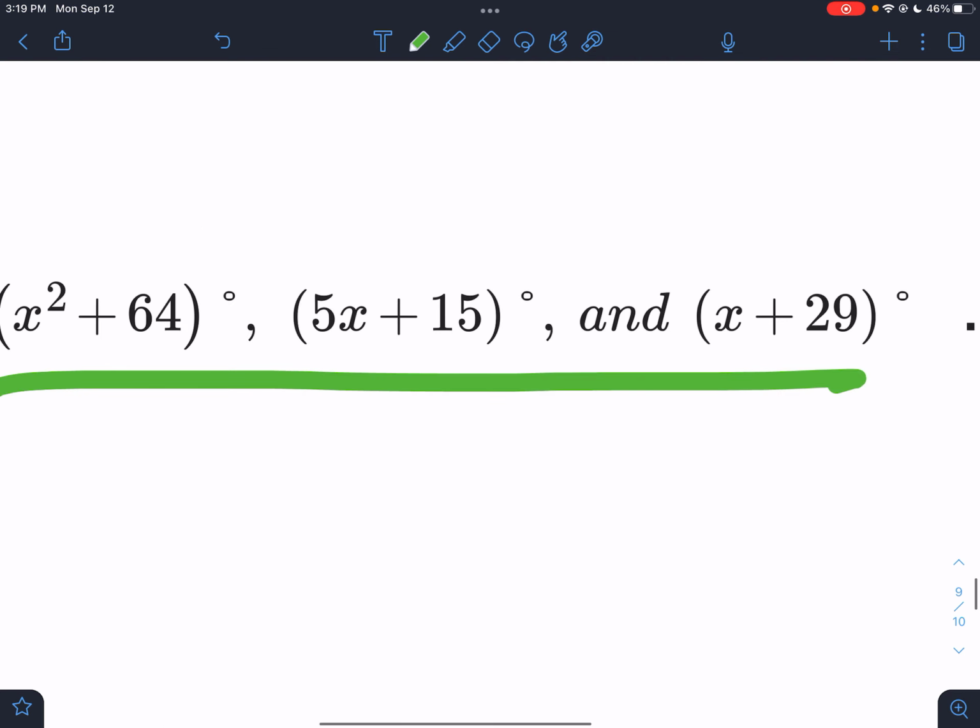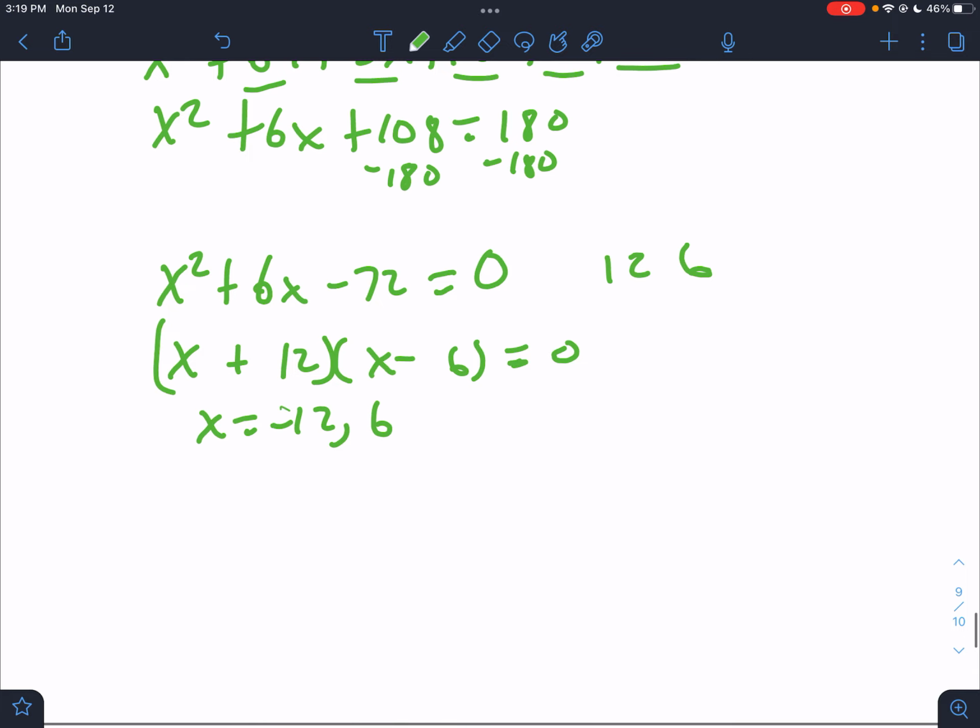Yes. If I plug in negative 12 here, that's going to be no good. Right? 5 times negative 12 plus 15 is going to be a negative answer. Negative 60 is going to be negative 45. It can't be that. So the negative 12 is out.